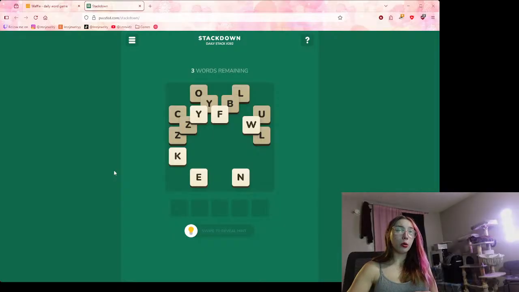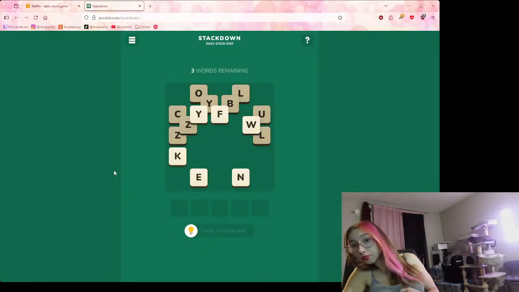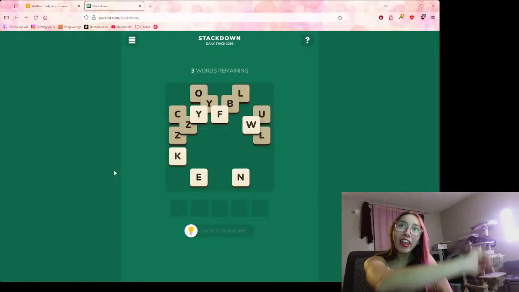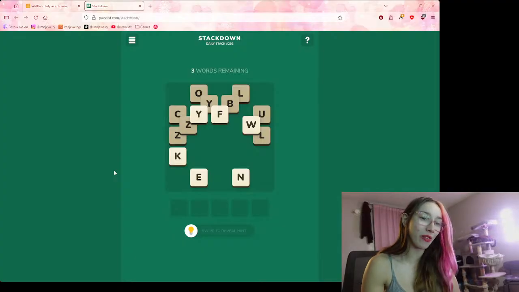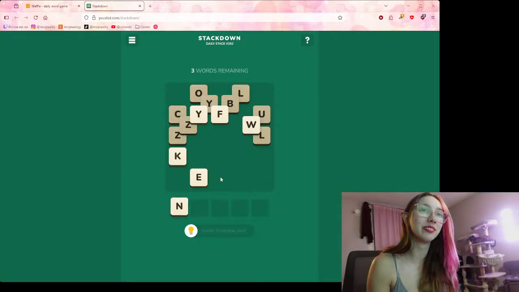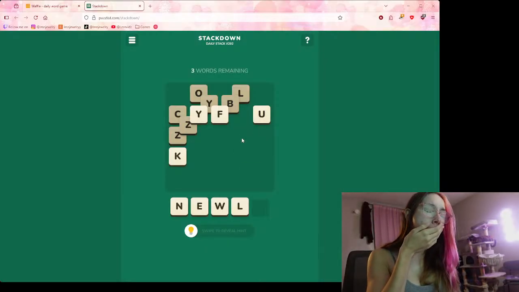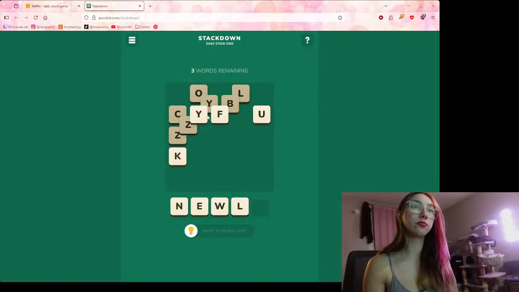Okay, so let's see. Newly? I guess I could give them treats, but then I would have too many. I'd have them all running to try to get treats from me. But yeah, I don't know how they know. Okay, newly.